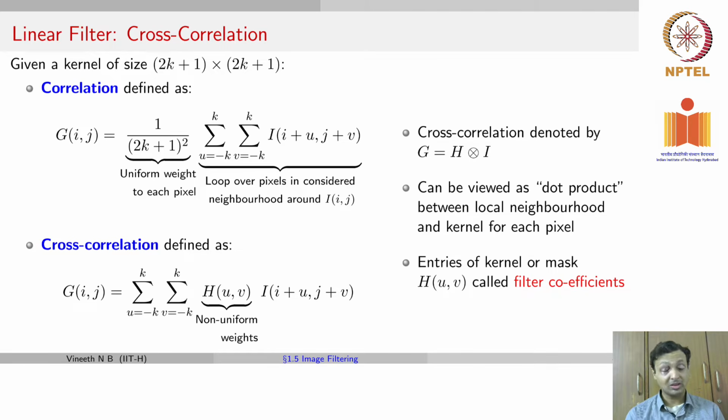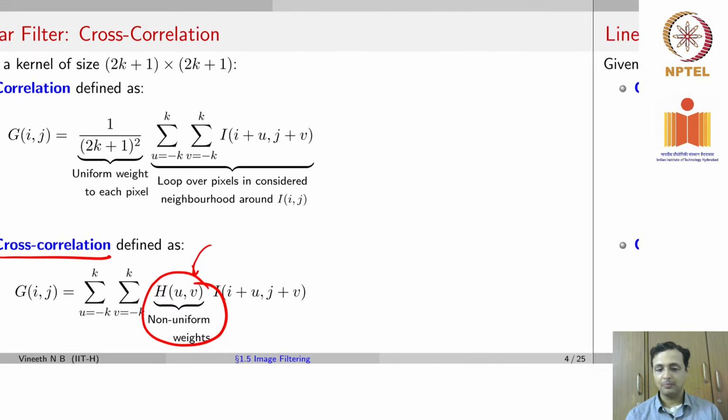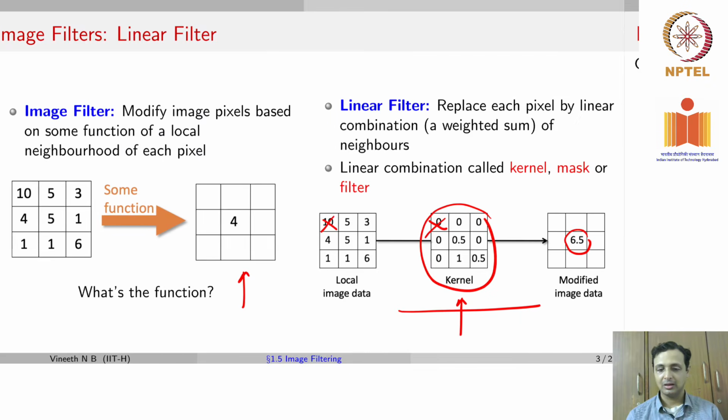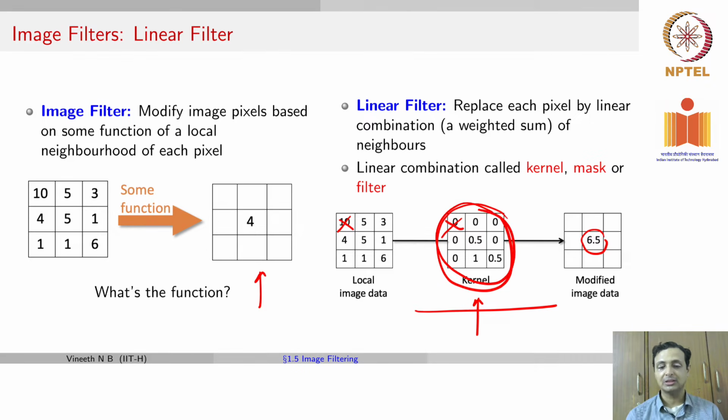So cross correlation is formally denoted by G equals h star I. As I already mentioned, it can be viewed as a dot product between the local neighborhood and the kernel or the filter or the mask for that particular pixel. The entries of the kernel or the mask or the filter are called the filter coefficients. So on the previous slide, the example that we saw, let's go back. These values in this kernel are called the filter coefficients.